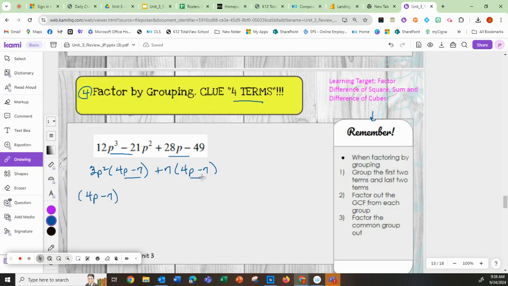If you don't get a group inside your parentheses that's exactly the same, that means you made a mistake. So when we factor the 4p minus 7 out of the first term, we get 3p squared, and then out of the second term, we get plus 7. And then those are our factors.